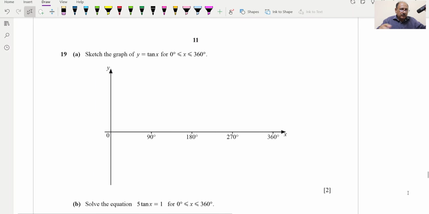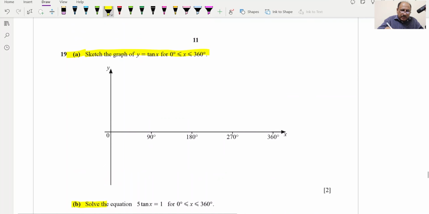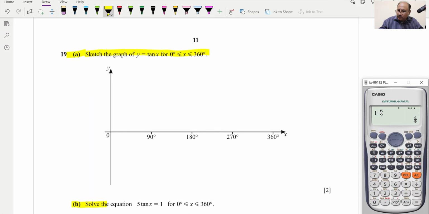Now question number 19. Question number 19 says A part, sketch the graph of y is equal to tan x for x greater than or equal to 0, less than or equal to 360. So they have provided this coordinate axis. So A part will be sketching first. So tan x, tan 90 degree, tan 0 is what? First we'll start with 0. So tan of 0 will be equal to 0.